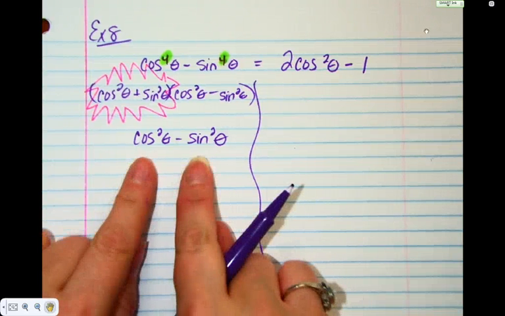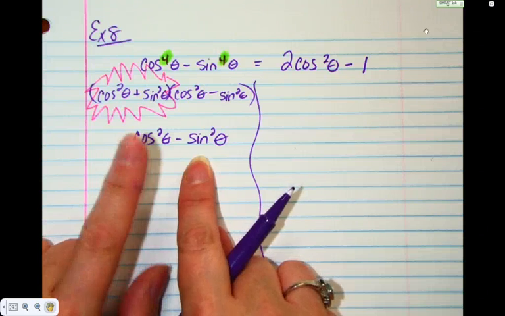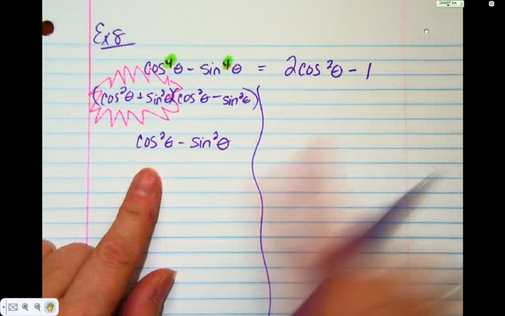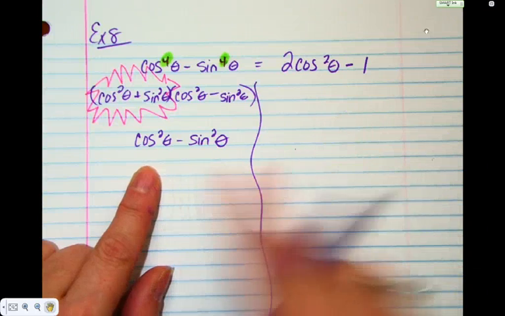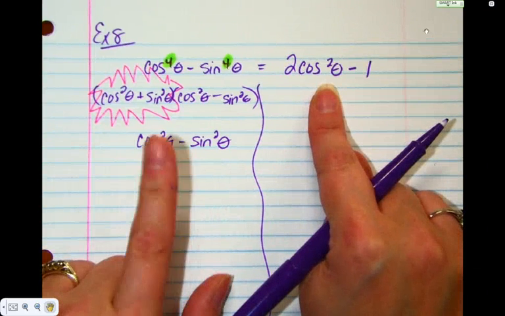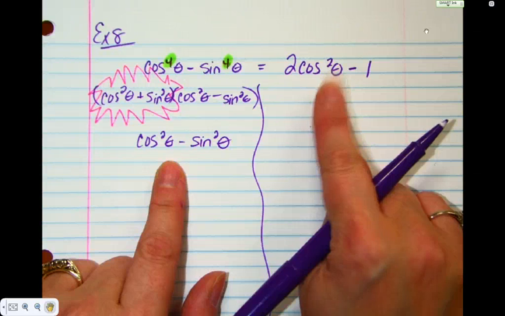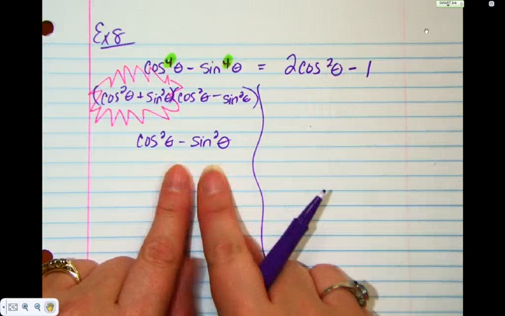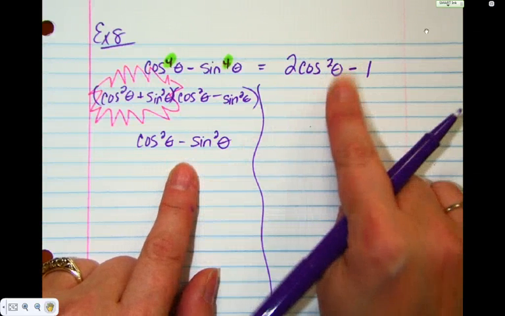Could I factor this again? Now I could, but I'm not going to. And the reason I'm not going to is because you always want to keep an eye on the other side, so you always want to compare. If I factor, I'm going to lose the squareds. What do we have over here? Squared. So although I could factor this, I'm not going to because it's not going to match this side.